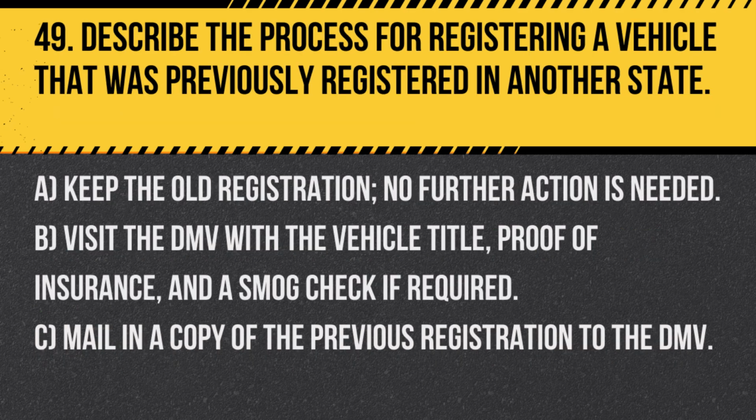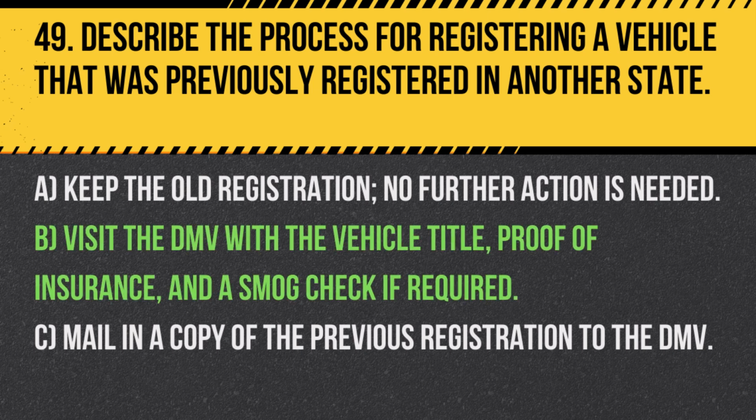Question 49. Describe the process for registering a vehicle that was previously registered in another state. A. Keep the old registration. No further action is needed. B. Visit the DMV with the vehicle title, proof of insurance, and a smog check if required. C. Mail in a copy of the previous registration to the DMV.